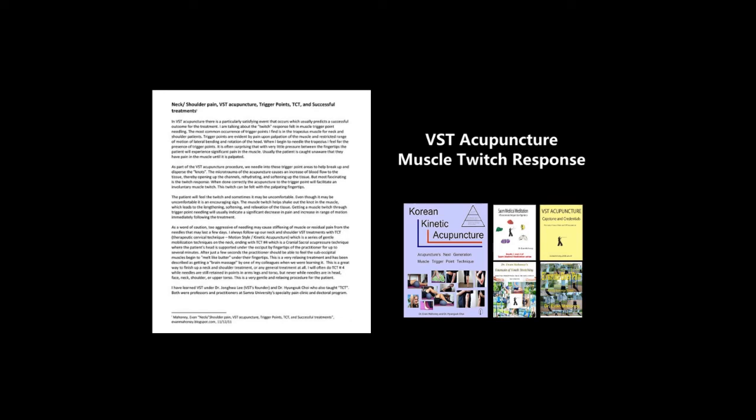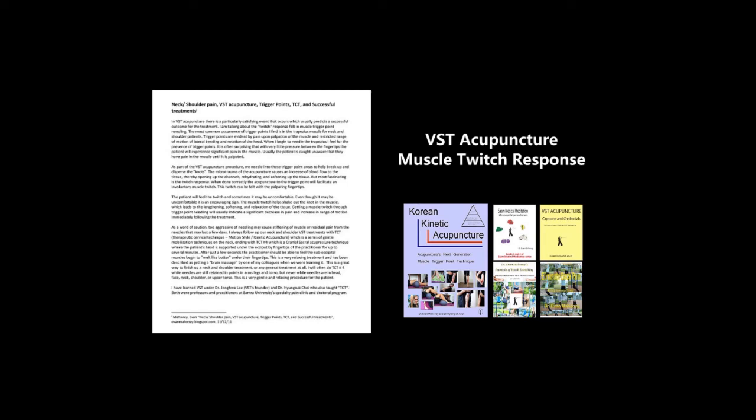As part of the VST acupuncture procedure, we needle into these trigger point areas to help break up and disperse the knots. The microtrauma of the acupuncture causes an increase in blood flow to the tissue, thereby opening up the channels, rehydrating, and softening up the tissue. But most fascinating is the twitch response. When done correctly, the acupuncture to the trigger point will facilitate an involuntary muscle twitch. This twitch can be felt with the palpating fingertips that are being held when you're performing the acupuncture technique.